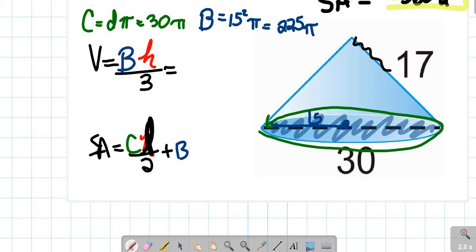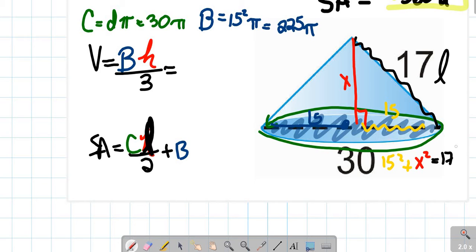Watch very carefully. Your slant height here is 17. Your true height, once again, drop it straight down. You don't have it. This from here to here is 15. So in the margin, you're going to go 15 squared plus x squared equals 17 squared. I'm just going to be quiet for about 30 seconds. I'm going to let you find that x by yourself.